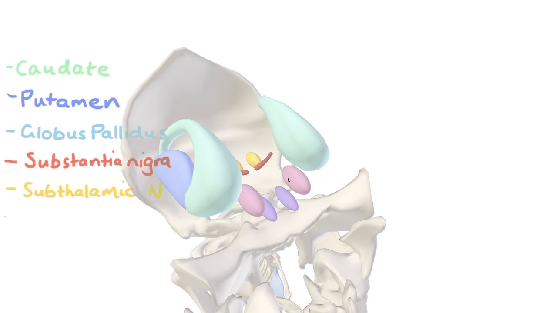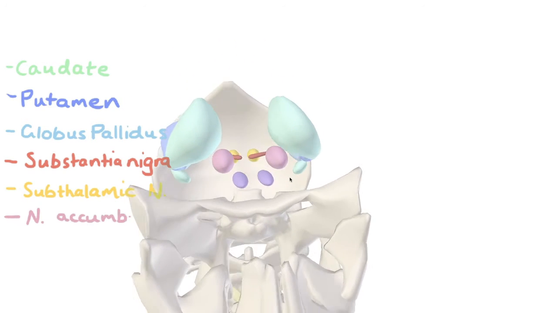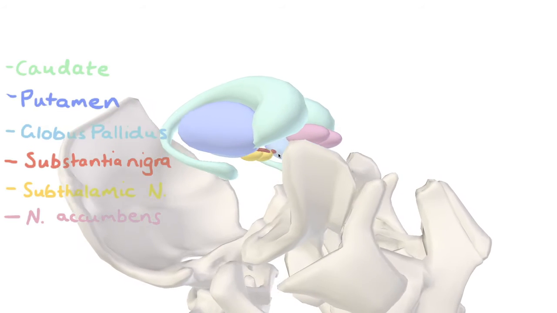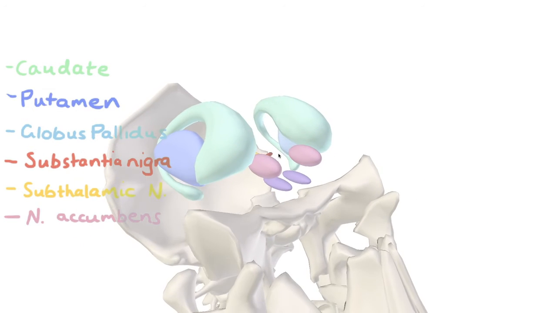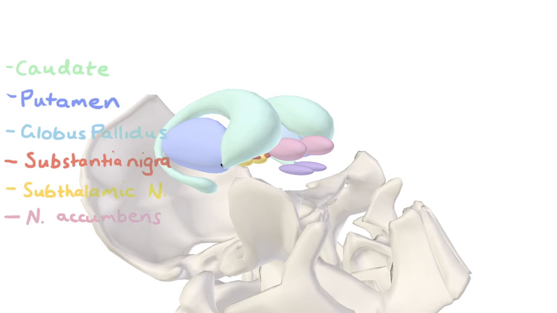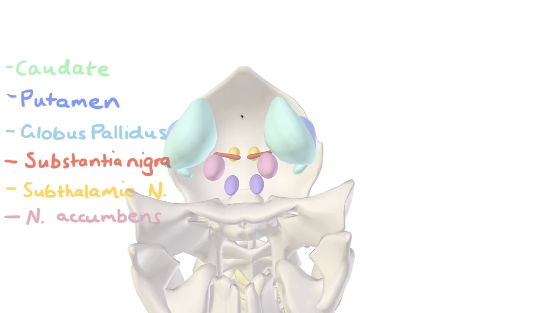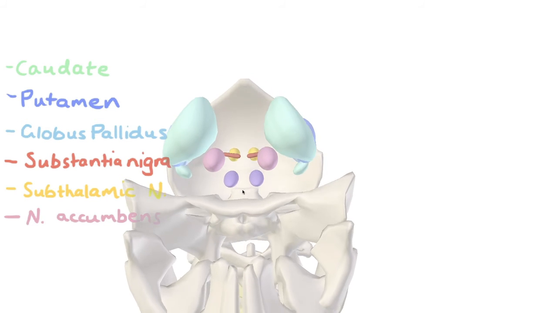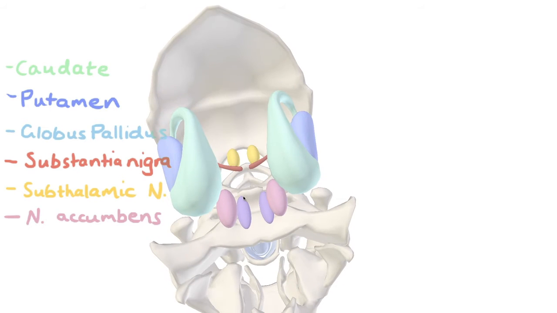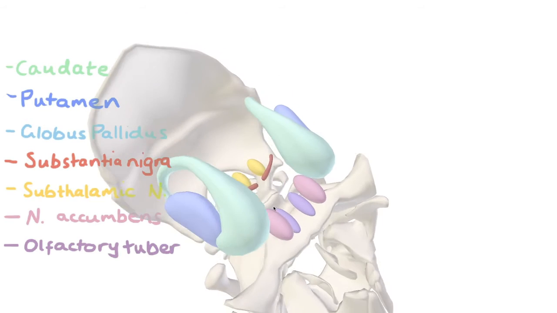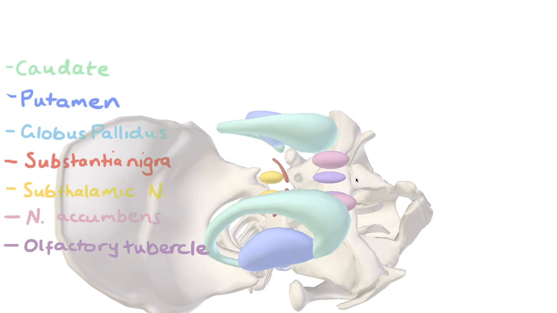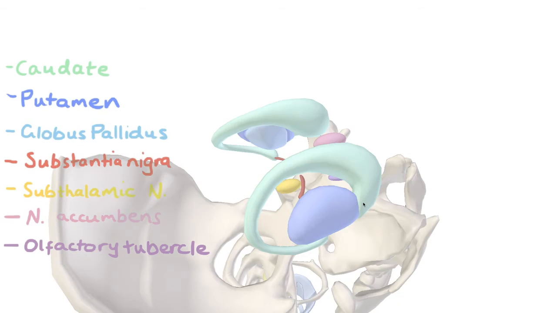We have the nucleus accumbens, which sits medial to the adhesion of the caudate and the putamen, and immediately lateral to the septum pellucidum, which runs directly down the midline of the brain. Last but not least, we have the olfactory tubercle up the front here, which projects to the olfactory bulb at the top of your nasal cavity.